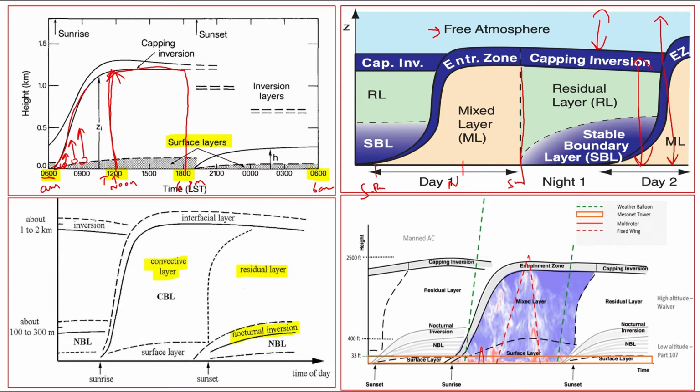So this layer they are calling the mixed layer or convective layer, because due to the heating, the air keeps on rising and mixing with the surrounding air, and there is convective turbulence. So this is called the mixed layer or convective layer. And what happened after 6 p.m.